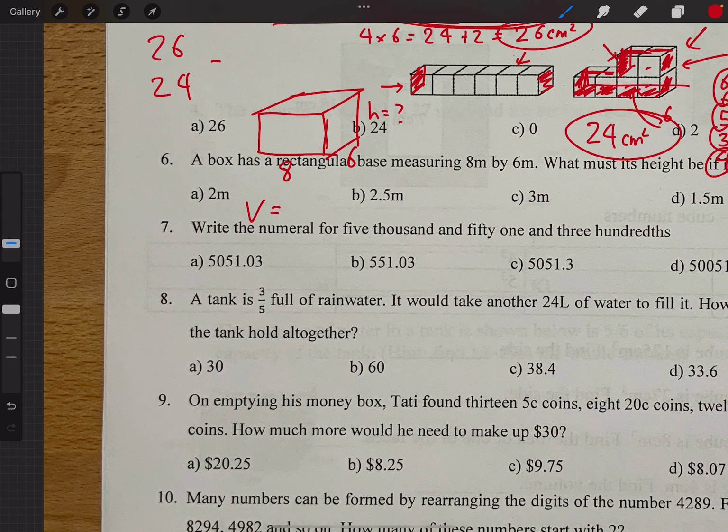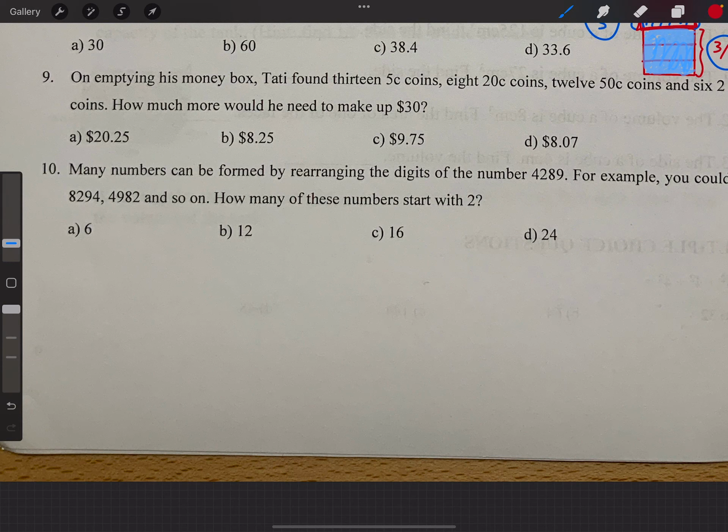Question 9. On emptying his money box, Tati found 13 5-cent coins. So he's got 13 times 5-cent coins, 8 20-cent coins, 12 50-cent coins, and 6 $2 coins. Remember, $2 is in dollars and the others are in cents, so let's change dollars into cents. This is 200 cents, so 6 times 200 cents. How much more would he need to make $30?